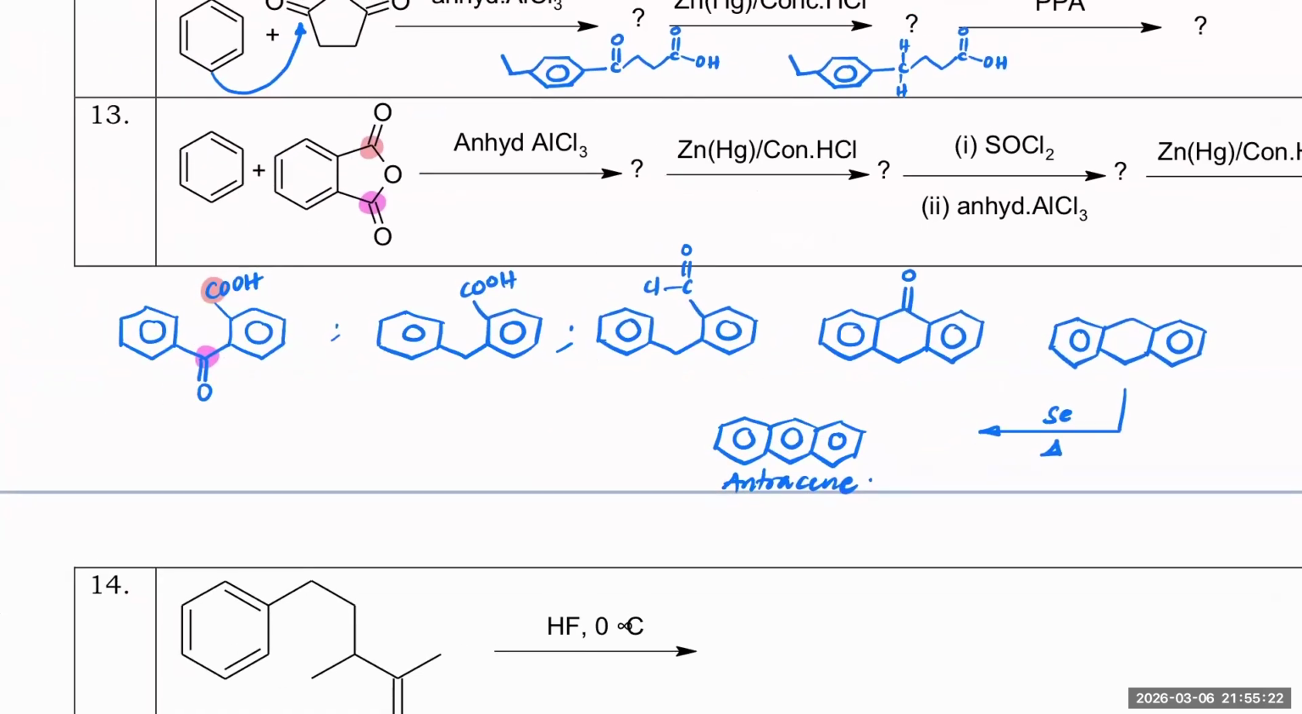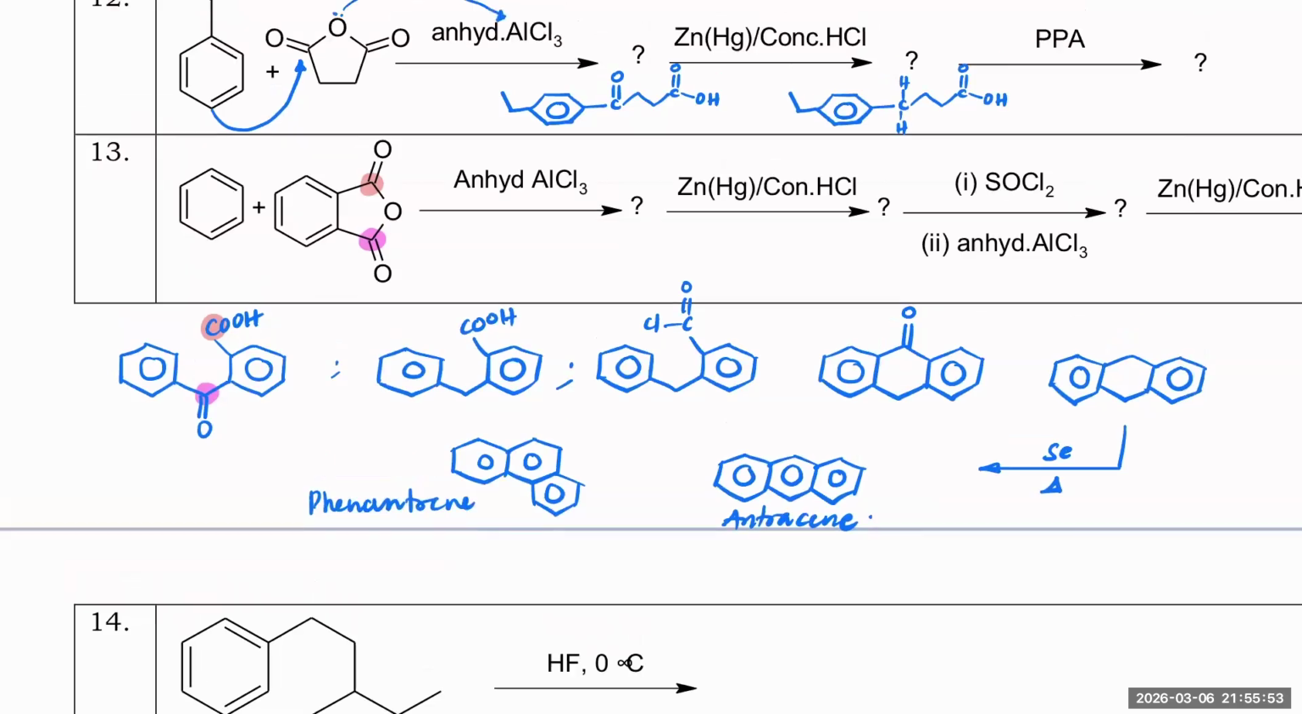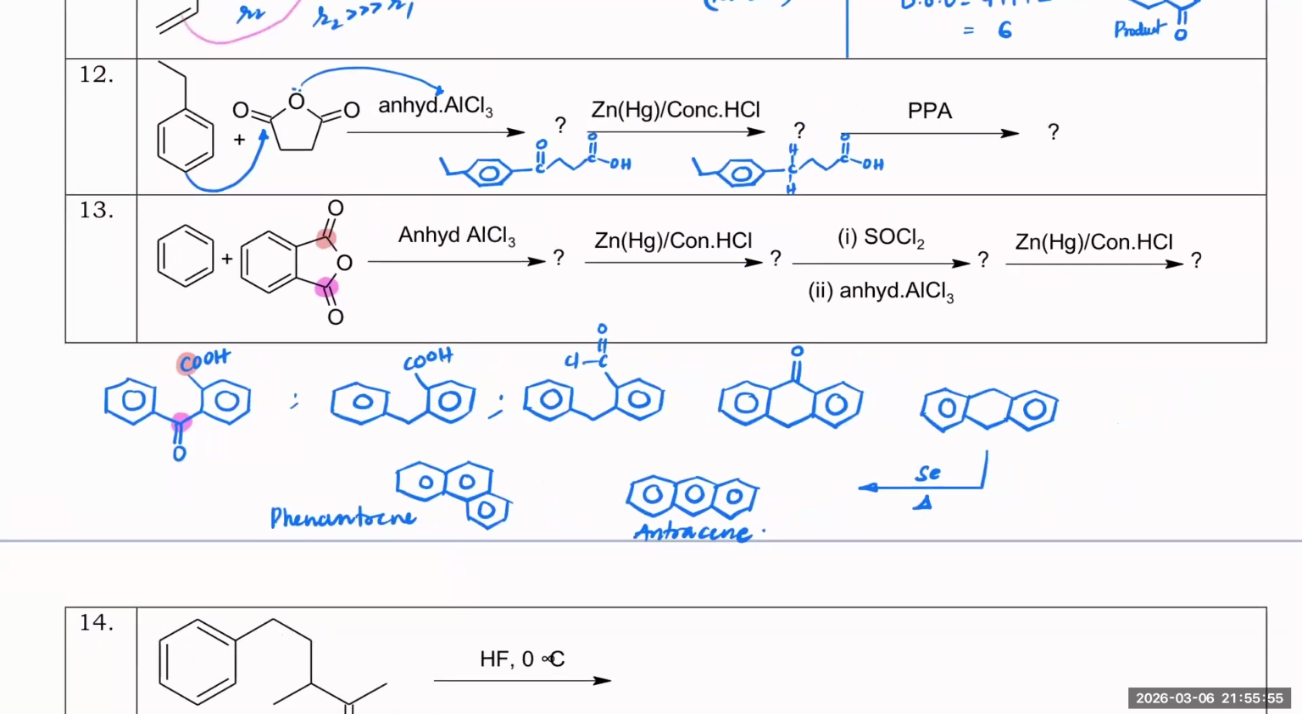Okay, clear? So it was also asked that anthracene is a product which will have a lesser resonance energy than its isomeric part. Which one will be the isomeric part of it? The isomeric part will be phenanthrene, like this. This is phenanthrene. So phenanthrene is the isomer which has higher resonance energy. Okay, clear? This is about the 13th.